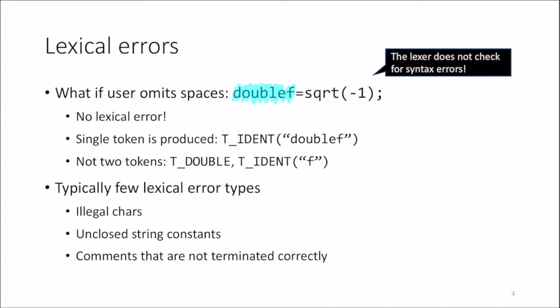Let's say you only accept UTF-8 as valid programs and it's UTF-16 or some other encoding. You can have unclosed string constants or comments that are not terminated correctly. So there's very few of these lexical error types.